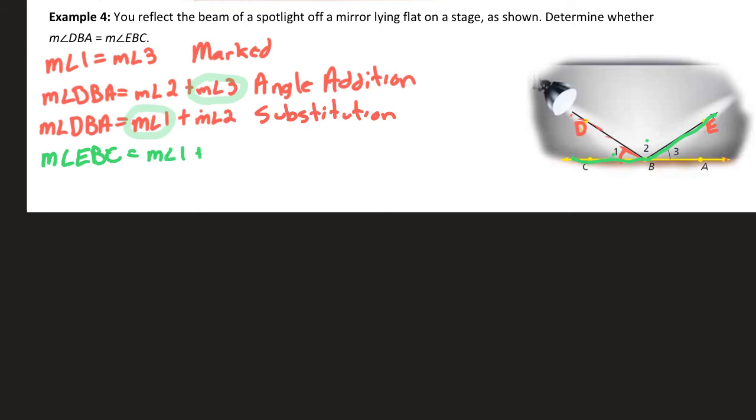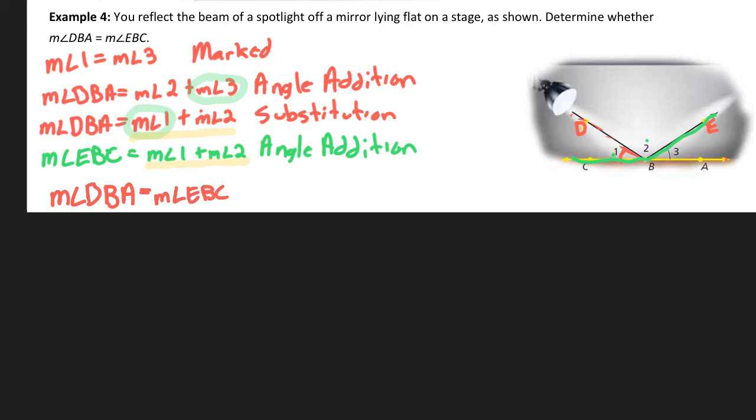So I'm just going to do the measure of angle 1 plus the measure of angle 2. And that's still our angle addition rule. Okay? So if we look at this logically, 1 plus 2 is equal to EBC. 1 plus 2 is equal to DBA. So it's not a big stretch to say DBA is equal to EBC, and that's by our transitive property, right?